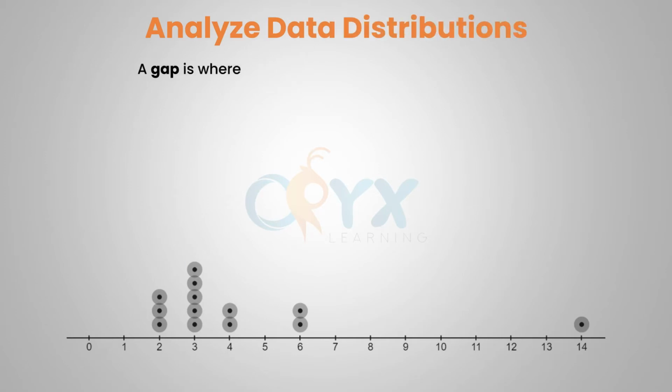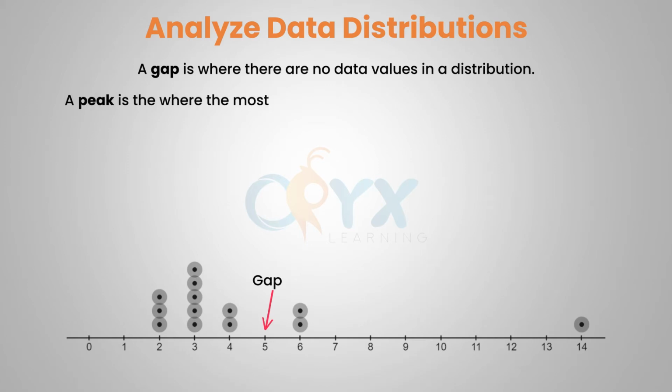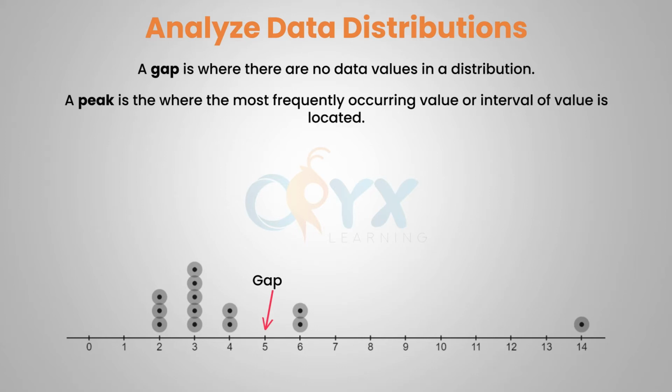A gap in a distribution is where there are no data values in the distribution. For example, between 4 and 6, there is a gap in this example below. A peak is where the most frequently occurring value or interval of values is located. In the graph below, we can see that is at 3.